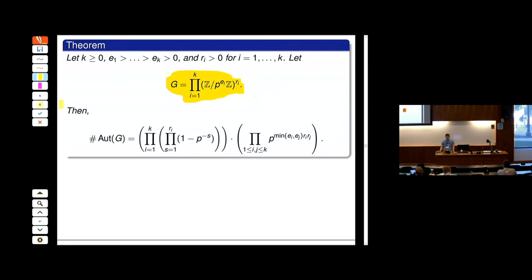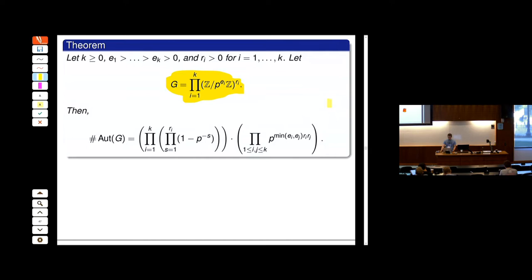You can prove this. I'll put as an exercise to prove a few of these cases if you've never done this, so that you compute the size of the automorphism group. If you know what the automorphism group is for each of these components, then you can recompose the automorphism group of the whole thing. All right, let's see some examples.